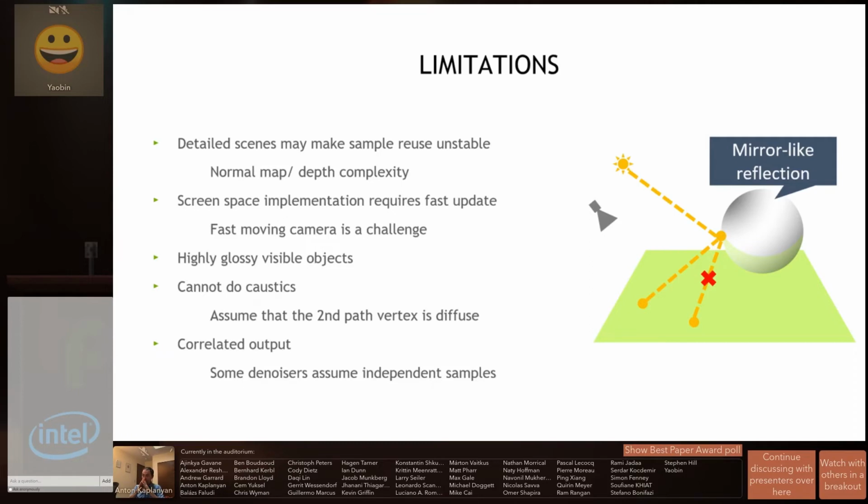Fourth, it cannot produce caustics because it assumes the second path vertex is diffuse. The right figure shows an example. There is a ball with mirror reflection. In this situation, other visible points cannot get valid samples by connecting to the ball's path vertices. Last, the algorithm outputs correlated samples, which may be a challenge to some denoisers.